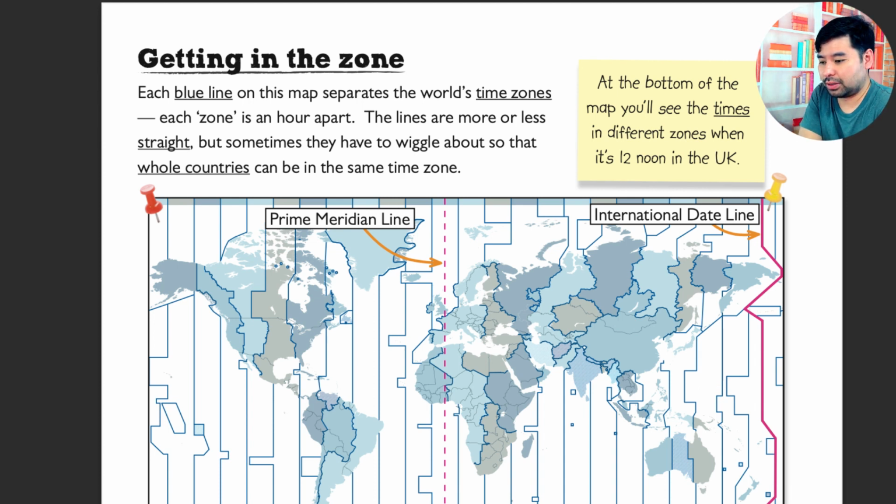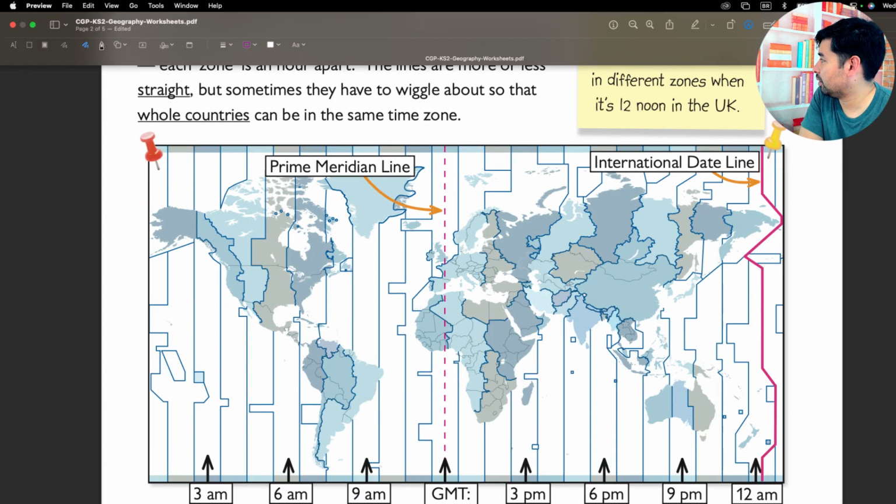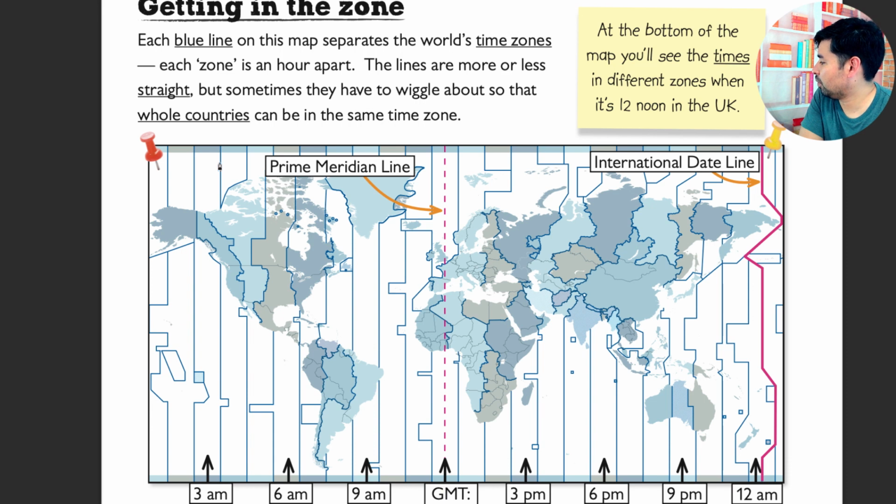Getting in the zone. That is the title. Yeah, that is the name of this part here. Okay, so follow me. Each blue line on this map. What is that, teacher? What are you talking about? This blue line here. Okay. Separates the word time zones. Each zone is an hour apart.